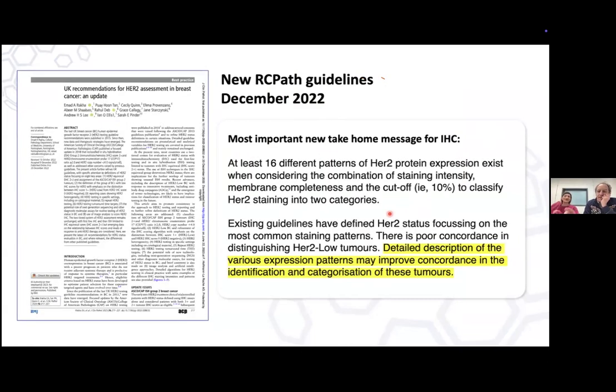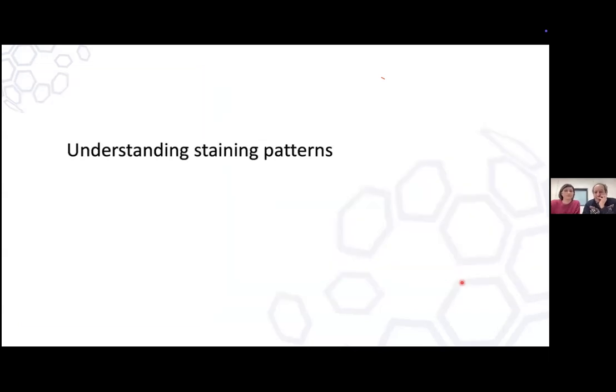So let me show you the RCPA guideline. More or less they came out at the same time. These are different publication dates, but they were written at the same time. I think here there is an important message. And the important message is that they say that there is a strong feeling that the concordance in appraisal of HER2 low tumors is dependent on the fact that we have good descriptions of patterns. We need to start to learn to recognize patterns. Indeed. Yeah. So I think this is a very good point. Okay, so let's understand patterns.